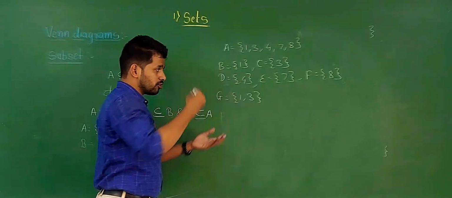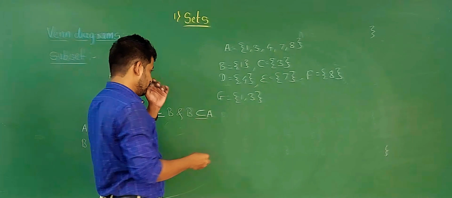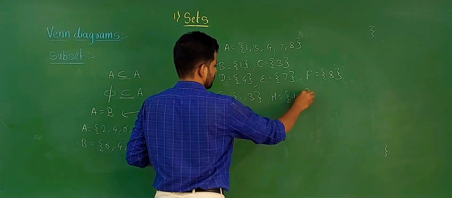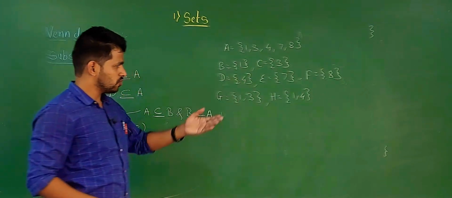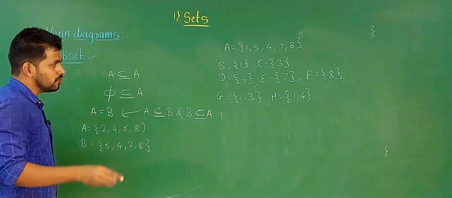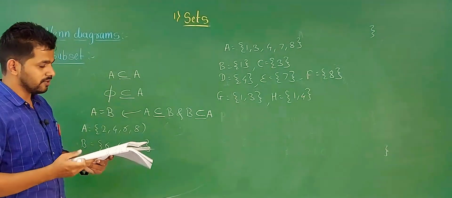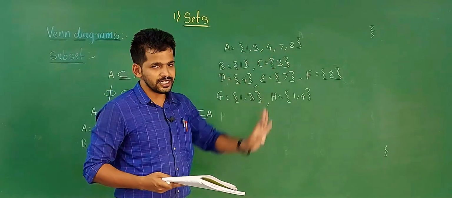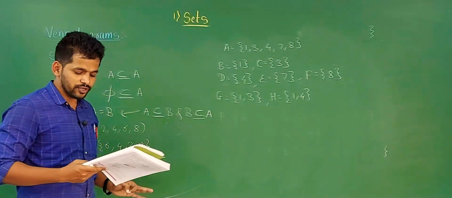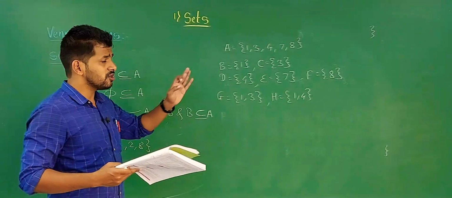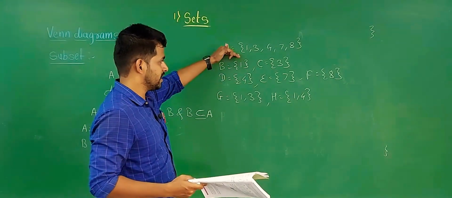We can write lots of examples. Okay, suppose we take G, H, 1, 4, H is also a subset of A, so you have to write another 5 also yourself. It is easy in the textbook. Some different examples are given. 1, 3, then 4, 7, 8, 4, 7, 8 are present in A. 1, 4, 8, yes, 1, 4, 7, 8. Okay, in this way we have to write so many subsets of set A.